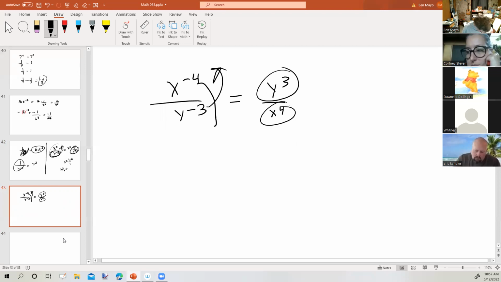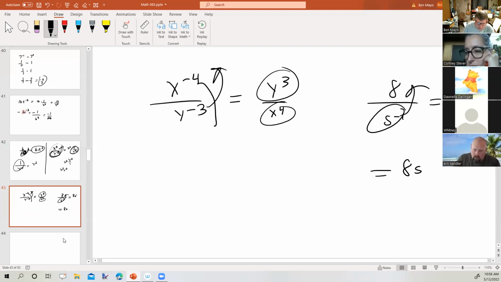All right, what about this one? 8 divided by s to the negative 1 power. So that would be 8 times s to the positive 1 power, or just 8s, because you're taking this piece and moving it upstairs.